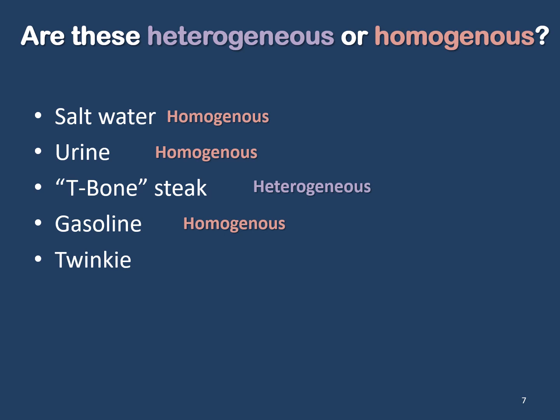A Twinkie. I mean, they kind of discontinued them for a while, but you know, they're like that yellow cake with the cream filling on the inside. That cream filling is not spread evenly across the entire Twinkie. It'd be really sticky if it was. So heterogeneous.